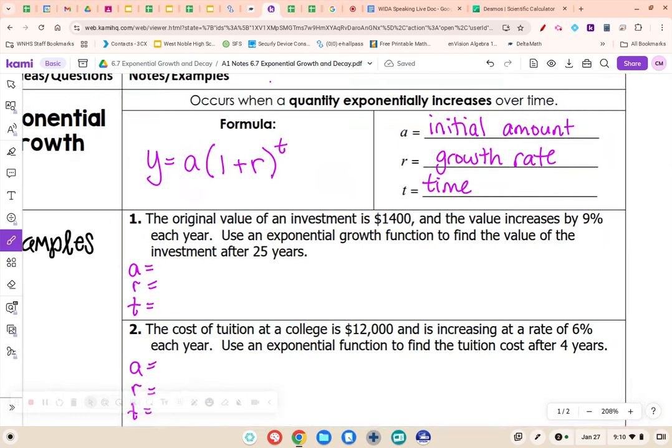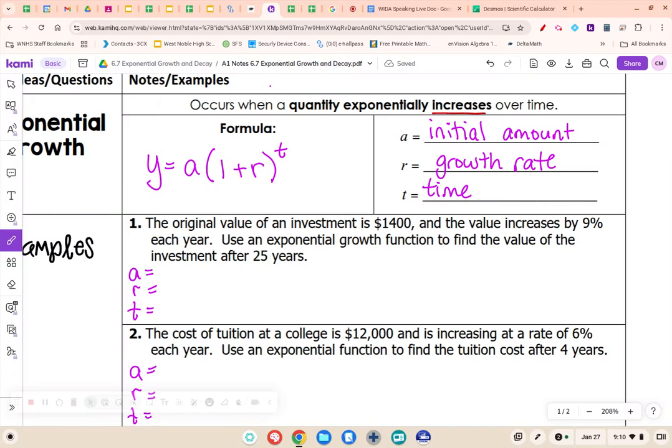So we have this formula here. This occurs when a quantity exponentially increases over time. Our formula is y equals a times 1 plus r to the t power. Now what do a, r, and t stand for? A is your initial amount, so that's how much you start with. R is your growth rate, and t is your time. Now, growth rate you want as a decimal, not as a percent. You'll see why that matters in a second.